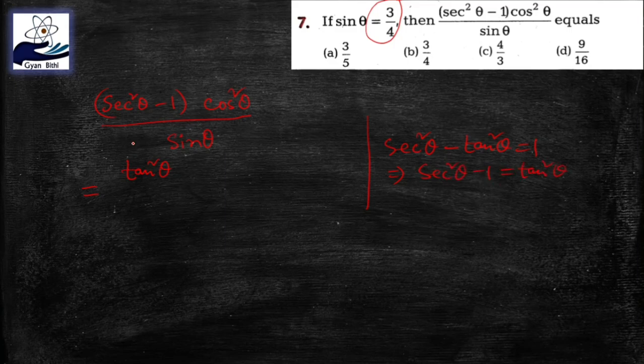So we have sec square theta minus 1 equal to tan square theta into cos square theta by sine theta. Write tan square theta as sine square theta by cos square theta into cos square theta into 1 by sin theta. Cos square theta cancels, sin square theta by sin theta gives you sin theta only, and the value of sin theta is given as 3 by 4. So your correct answer is 3 by 4 only.